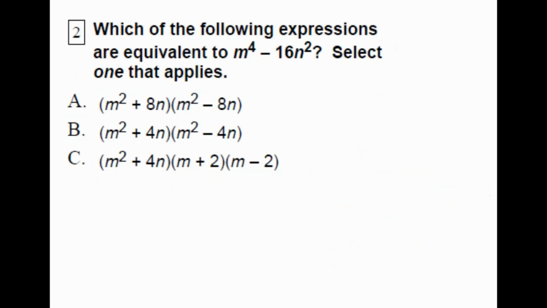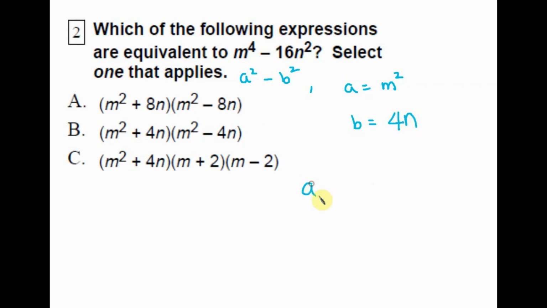Number 2, which of the following expressions are equivalent to m to the fourth power minus 16n squared? Select one that applies. Similar to number 1, I'm going to use the a squared minus b squared form, where in this case, a is m squared, so that square of m squared will be m to the fourth power. B is going to be, since you have this 16 as a coefficient, my number will be 4. And then if I had n, the square of 4n will be equal to 16n squared.